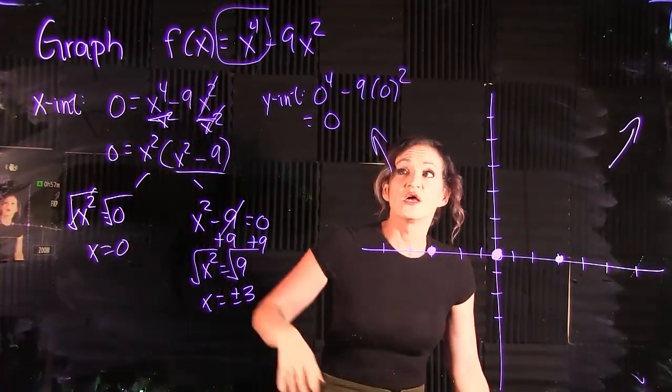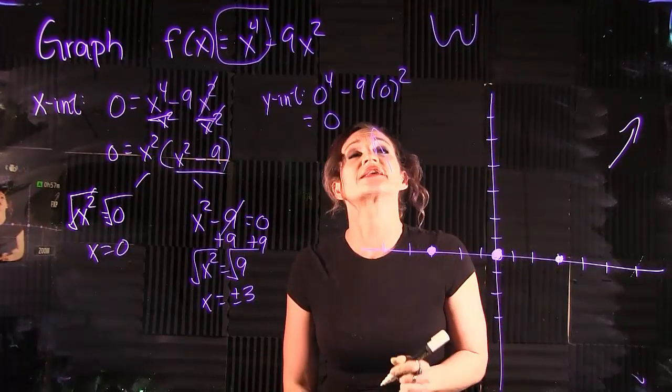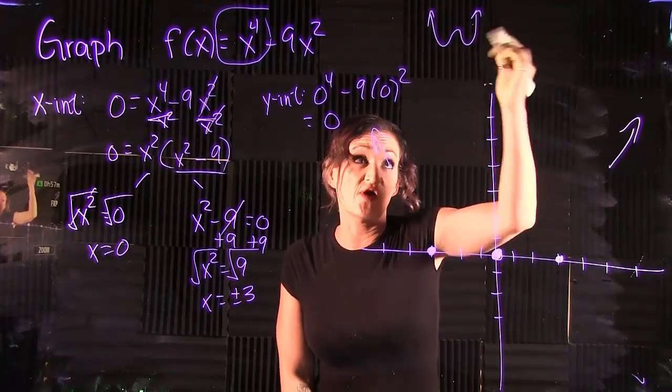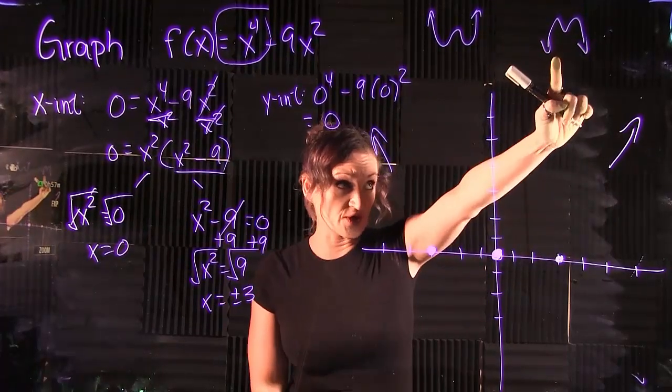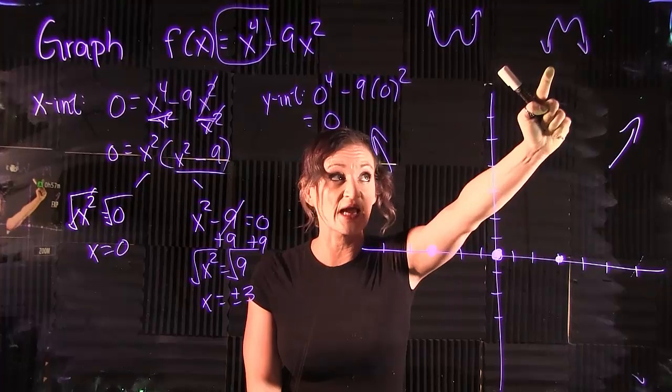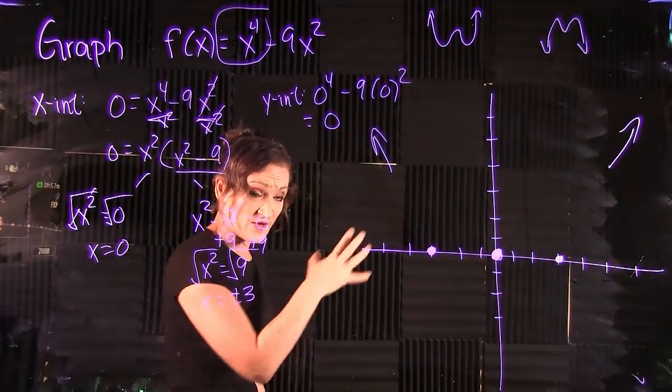Also, this is a fourth degree function, and fourth degree functions look like W's. A positive function looks like a regular W like this. A negative fourth degree function looks like a W going downwards here. And that does fall in line with everything that we have here.